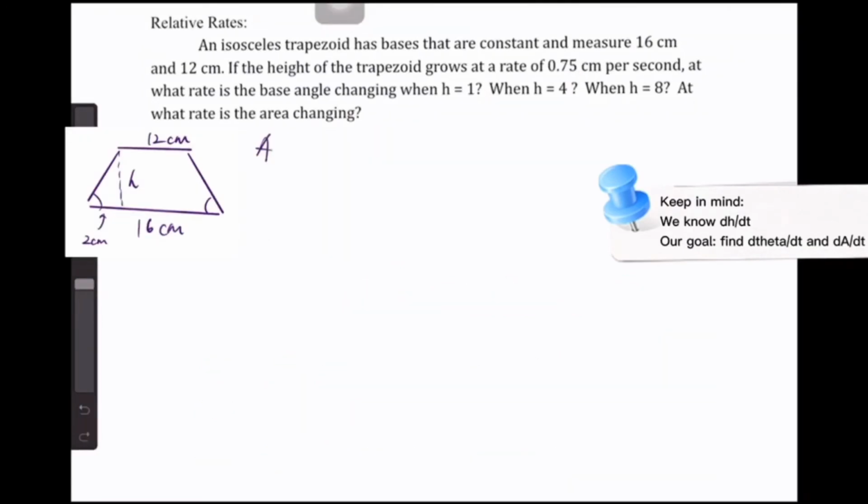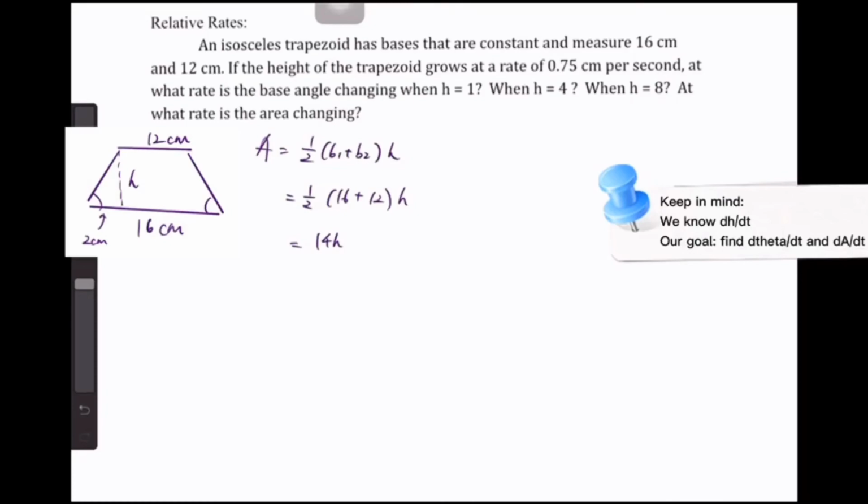The second part of the problem is really similar to the first part. Now we just have to establish the relationship between the area and the height, because we are finding at what rate the area is changing. The area for the trapezoid is just 1/2 times base 1 plus base 2 times h. Since the top base and the bottom base are constants, we just need to plug them in. By simplifying this, we get A equals 14h.